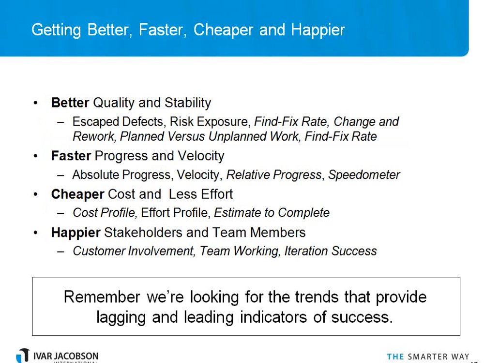When we're looking across iterations, we want better quality and stability. We want to make sure that the things that we're building are the right things and they're helping us progress our project. There's plenty of measures in that space. I've listed some there. The two that aren't in italics, escape defects and risk exposure, are the two that we've found over the years to be the most useful for iterative projects. And when we look at faster progress and faster velocity, the two that we found most useful in that area are absolute progress and velocity. So we're going to take a look at those.